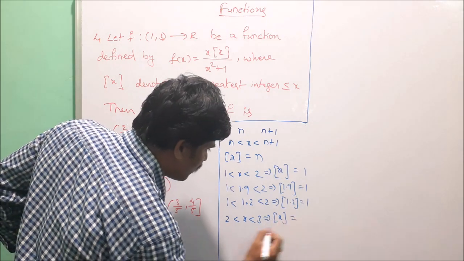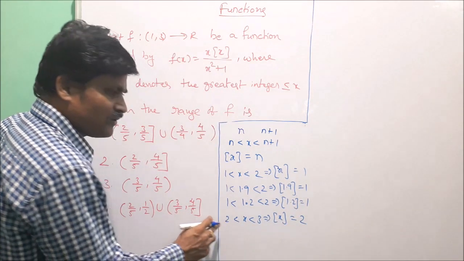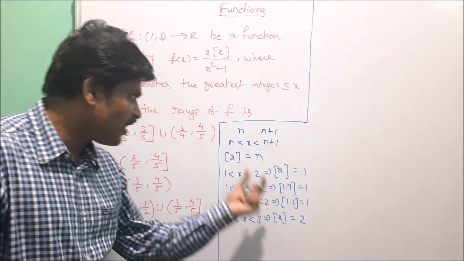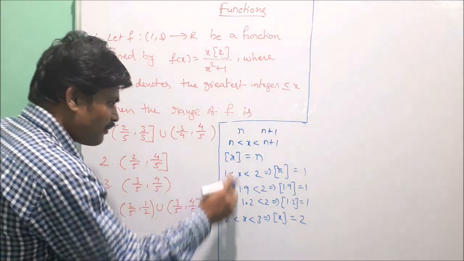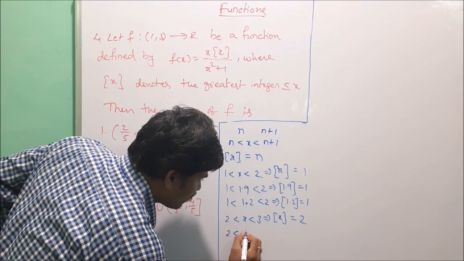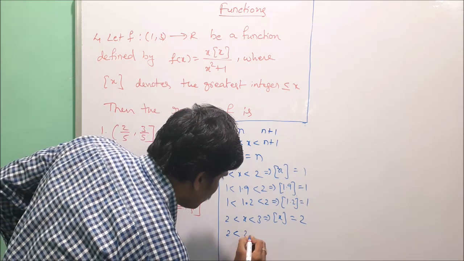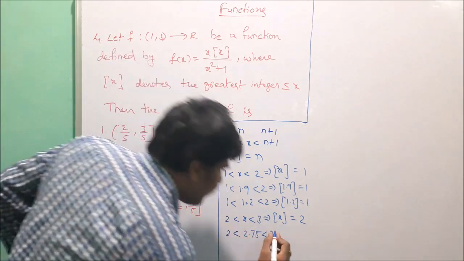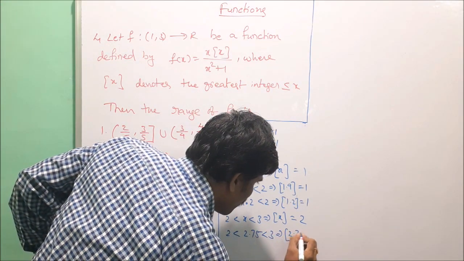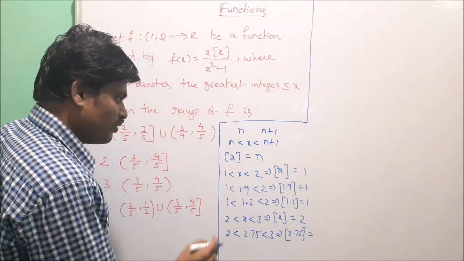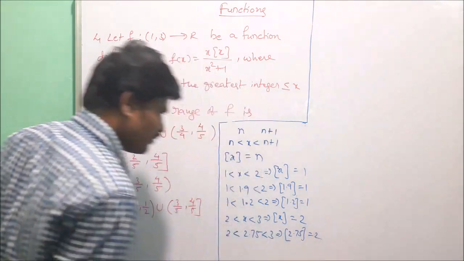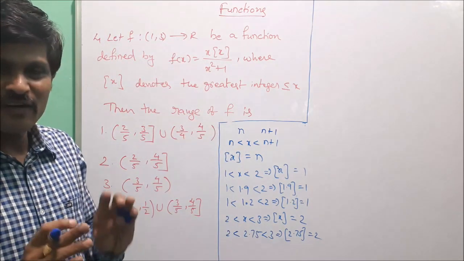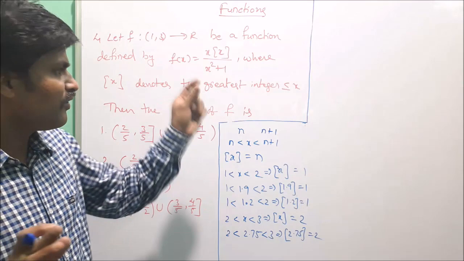Similarly, suppose 2 less than x less than 3, the greatest integer of x is denoted by the left side value, which equals 2. Now the greatest integer value is always less than or equal to x. For example, if we take x equals 2.75, which is less than 3, the greatest integer of 2.75 equals 2. The same process is followed for the greatest integer of x. This is the definition of the greatest integer of x.